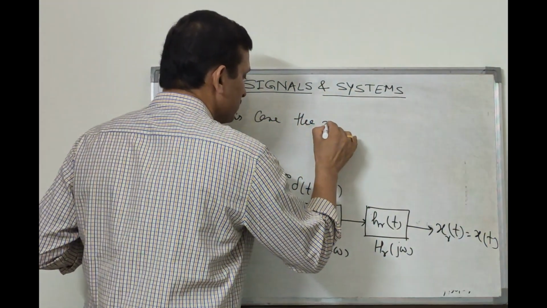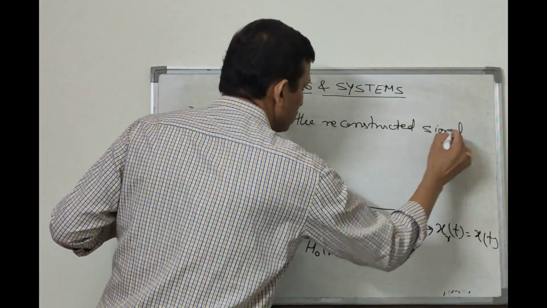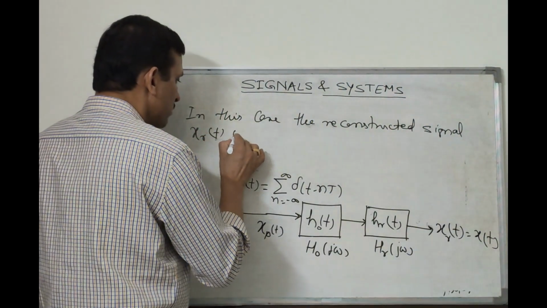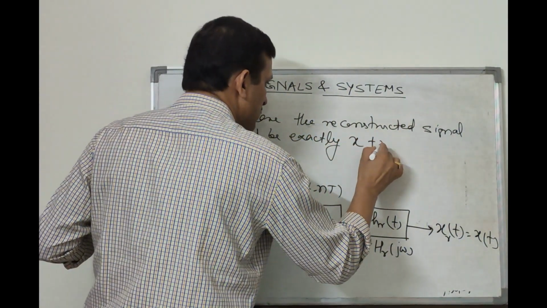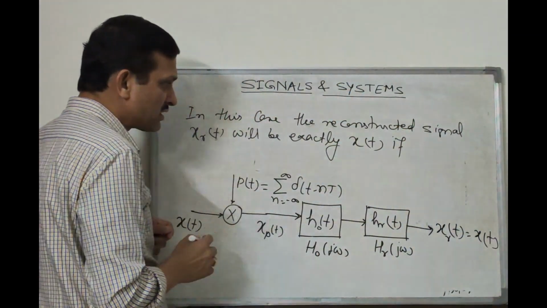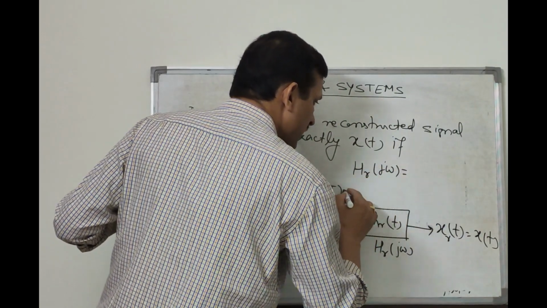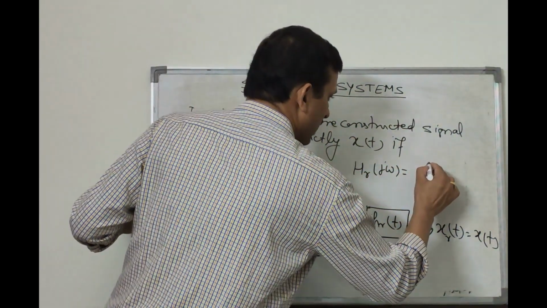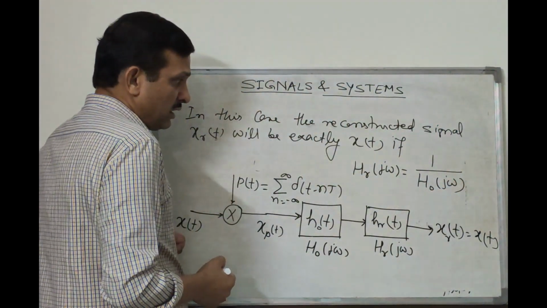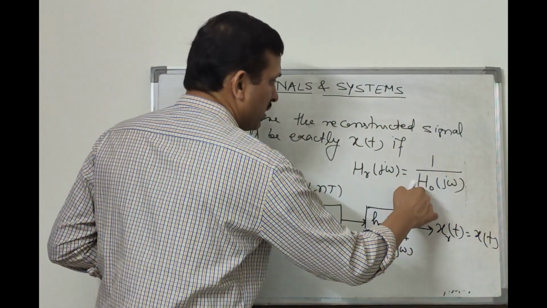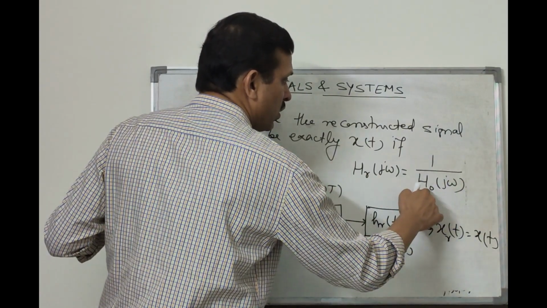Then the reconstructed signal xr(t) will be exactly x(t) if, as we have already seen in the last class, the reconstruction filter HR(j omega) is equal to 1 upon H0(j omega), the zero order hold frequency response.